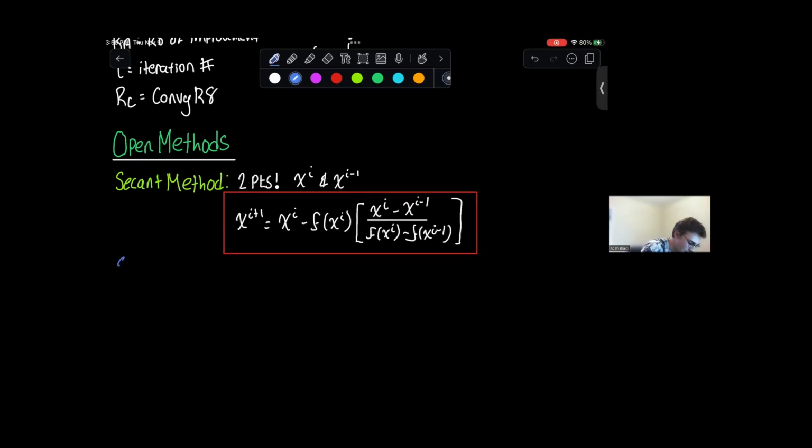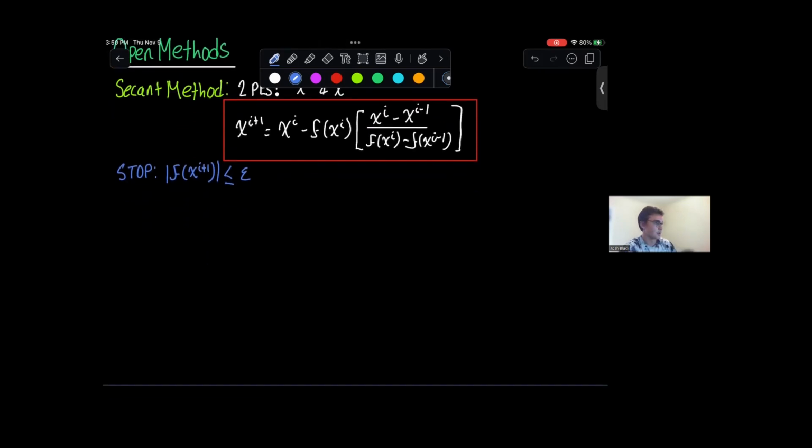And of course, our stopping criteria is going to be if the absolute value of f at xi plus 1 is less than or equal to our tolerance. Now, what is the difference between my regular falsi and my secant method? Well, our regular falsi method relies on our function being bracketed between a negative function value and a positive function value. But our secant method doesn't rely on that.